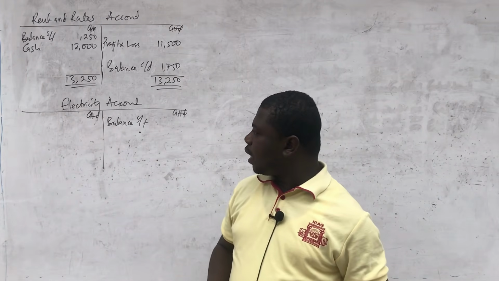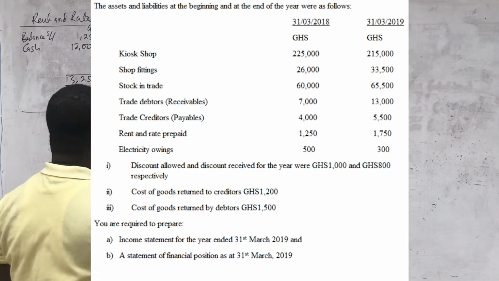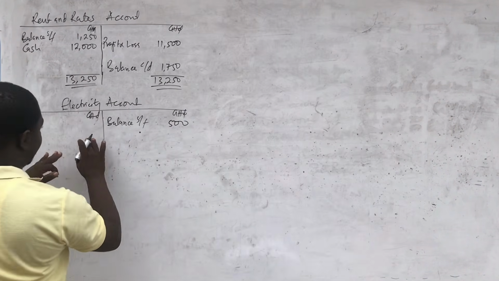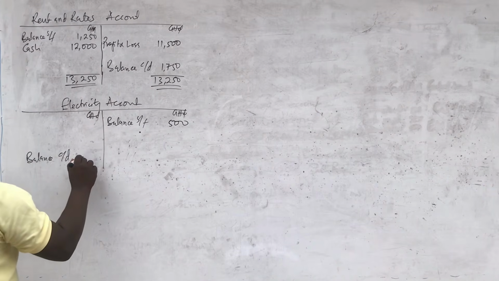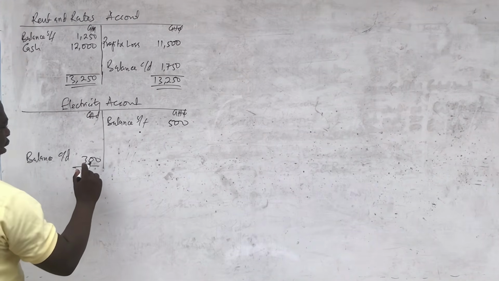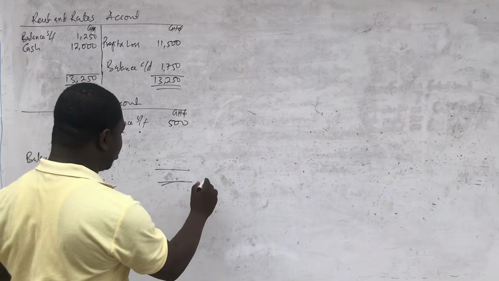So the opening balance for electricity account, which is an owing, is 500 Ghana cedis. So I put it here, then I leave a space, and then I'll write my balance carried down to be 300. And then I'll go and look for the cash and then come and close it off.